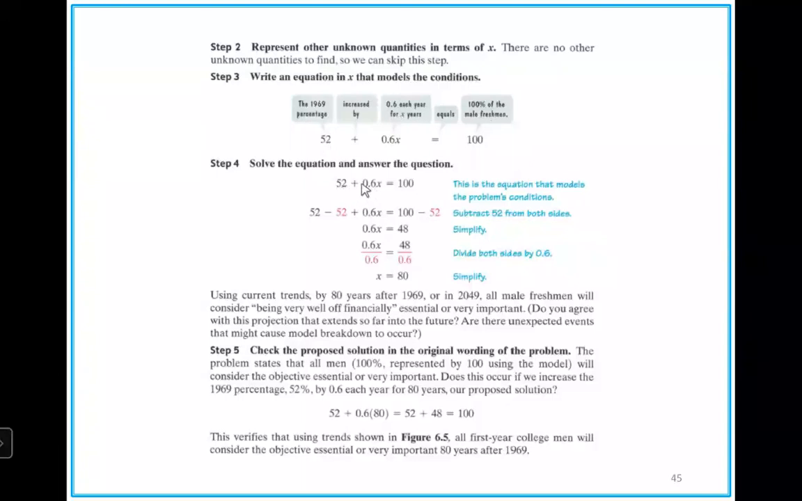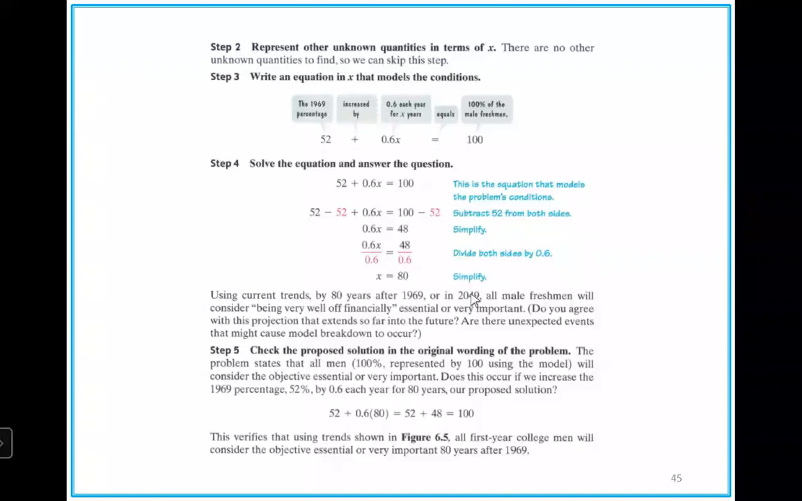52 plus 0.6x equals 100. So we end up with 0.6x equals 48, so x is equal to 48 over 0.6, x is equal to 80. So they are saying it's going to take 80 years after 1969. If you add 80 to 1969, they have estimated 2049.